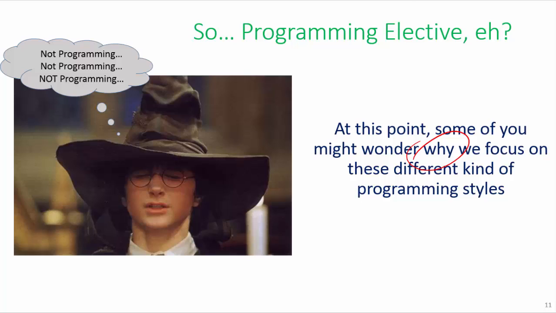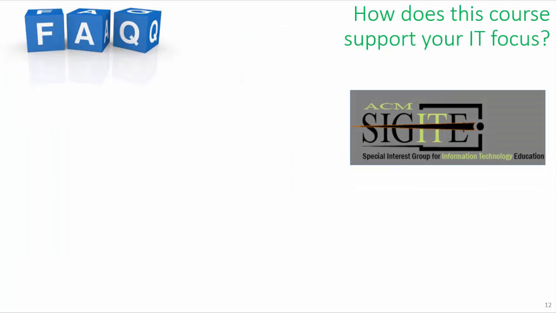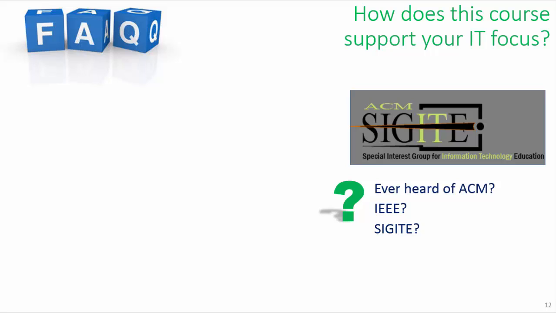So to address this legitimate concern, I need to do a little detour here. First, we're going to talk about ACM, and more specifically, we are going to talk about the special interest group for information technology education. So first thing, ACM. ACM is the Association for Computing Machinery. This is actually one of the two main professional organizations for all computing disciplines. Anything from computer engineering to software engineering to computer science to IT to cybersecurity and so on and so forth.